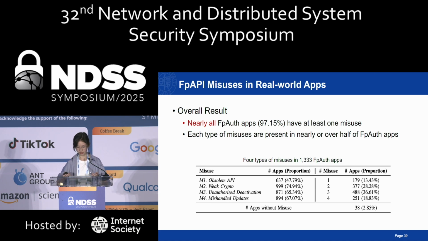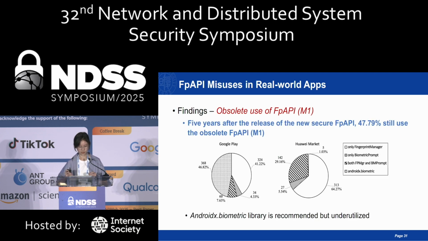Almost all FpAuth apps, about 97%, contain at least one type of misuse, and each type of misuse is present in nearly or over half of the FpAuth apps. Let's look at some specific findings. For obsolete API usage, even 5 years after the release of the more secure FpAPI, nearly half of the apps still only use the insecure old API, which makes them vulnerable to attack.